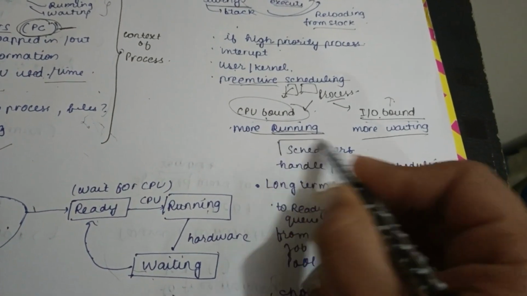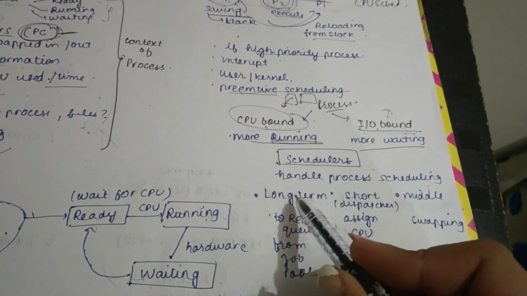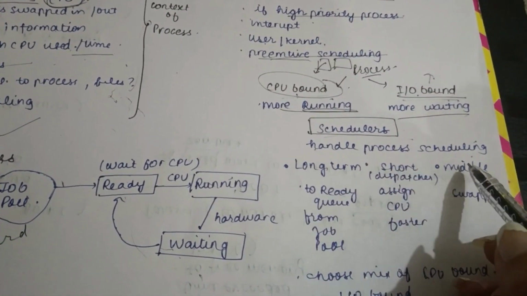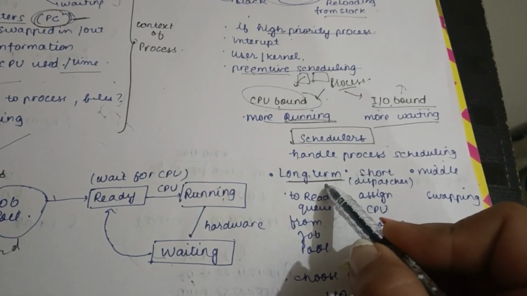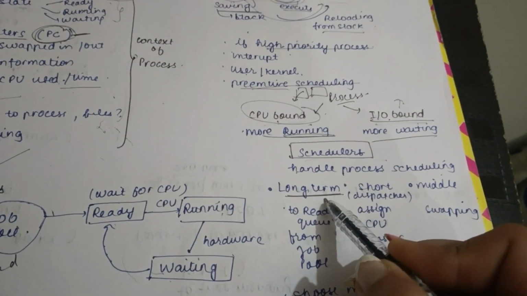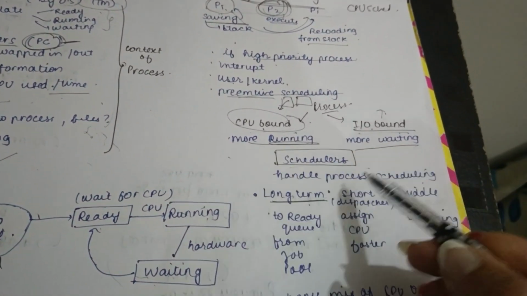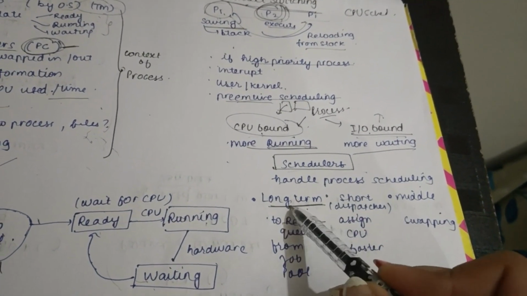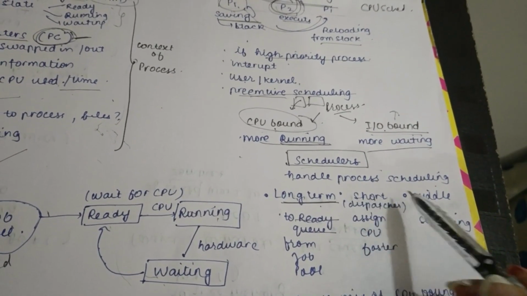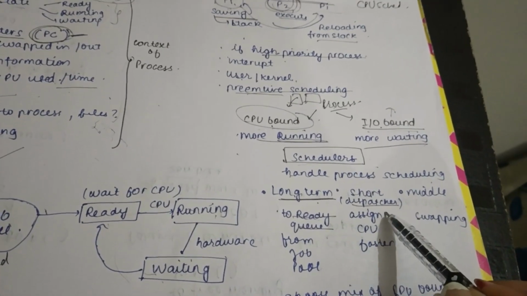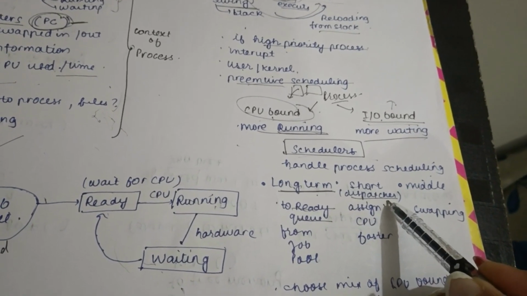So there are some programs which are schedulers, they handle the process scheduling. They are divided into three types: long term, short term, and middle term. The work of long term schedulers is to take the process from the job pool and make them ready processes, so they have to wait for the CPU. The entire process of taking the process from memory and putting it into the ready queue is the job of long term schedulers. We have the short term schedulers, which are also known as dispatchers, and their duty is to provide the CPU to every process, and to decide which process should get the CPU.